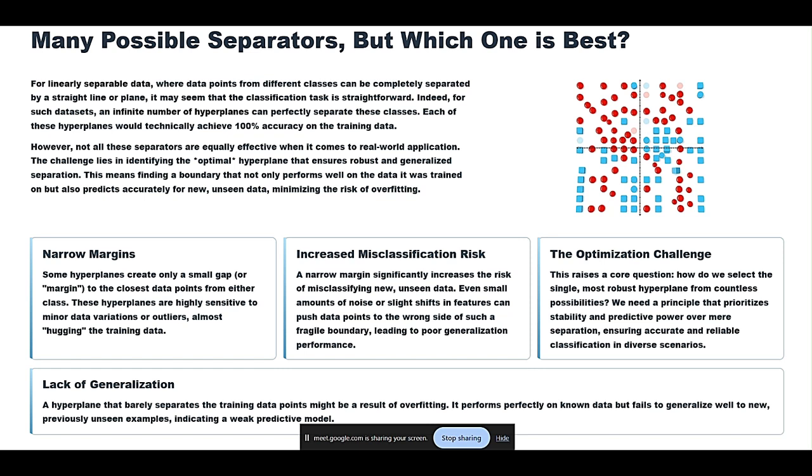So for linearly separable data, where classes can be completely separated by a straight line or plane, there is an infinite number of possible hyperplanes. While each of these could achieve 100% accuracy on the training data, they are not all equally effective for real-world applications. Some hyperplanes create only a small gap or margin to the closest data points, making them highly sensitive to data variations or outliers. A narrow margin significantly increases the risk of misclassifying new unseen data, which can lead to poor generalization. This raises a core question: how do you select the single most robust hyperplane from countless possibilities?